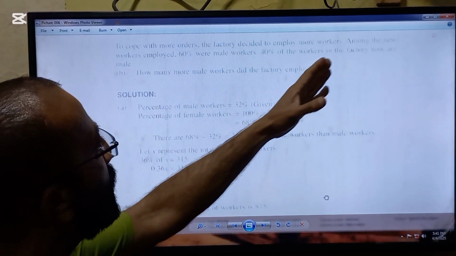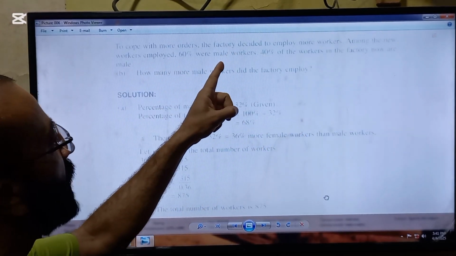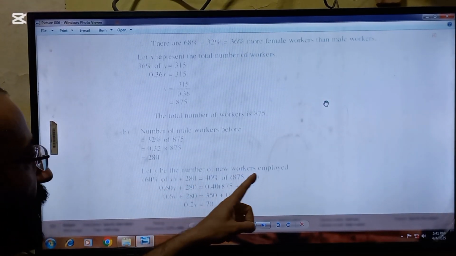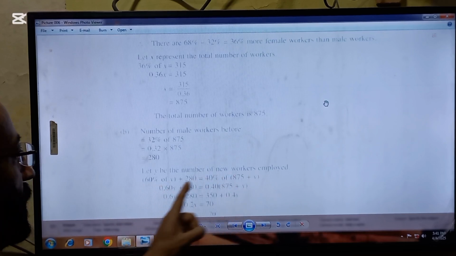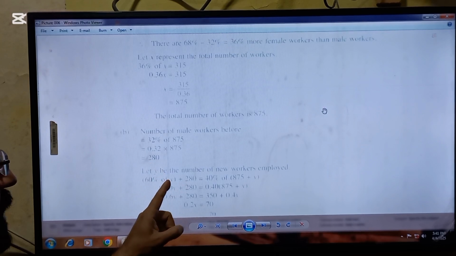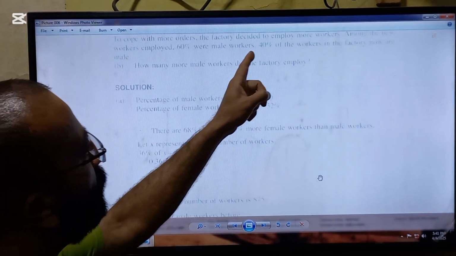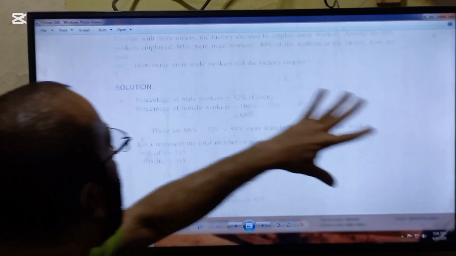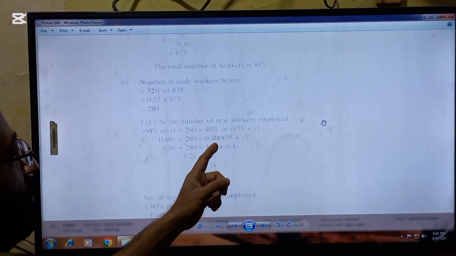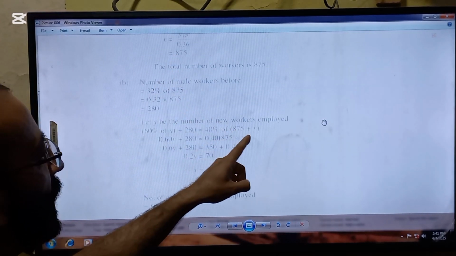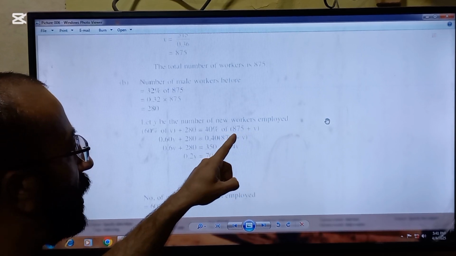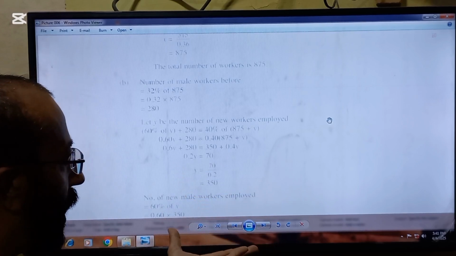The factory is employing more workers, and among the new workers employed, 60% were male. So let Y be the number of the new workers employed. 60% of the new workers are male, plus the previous number of male workers. This will be added, and now in the question it is given that 40% of the workers in the factory now are male. Now the total number of workers in the factory will be 875, that was the previous number, plus Y, the newly employed workers. So 875 plus Y is the total number of workers now.